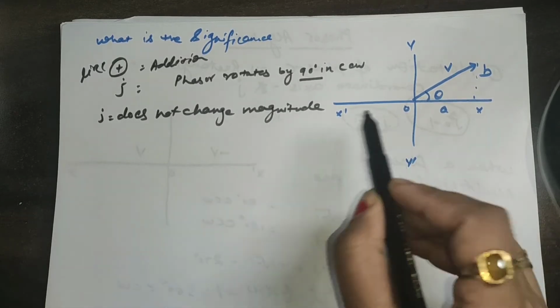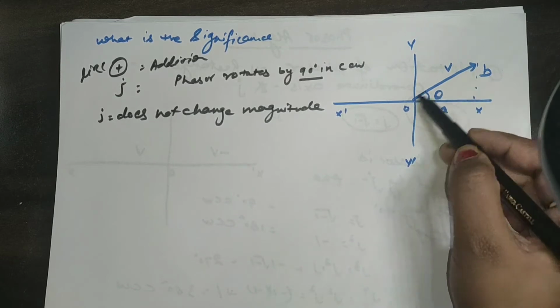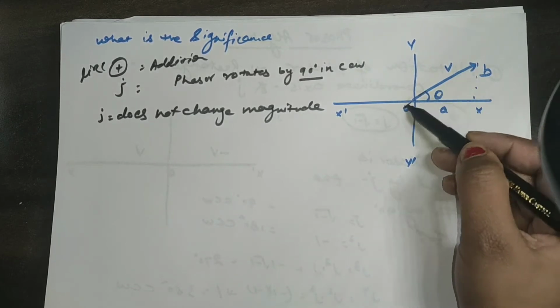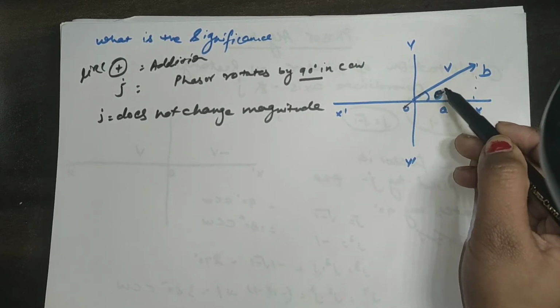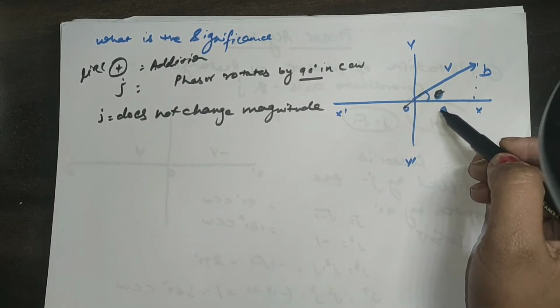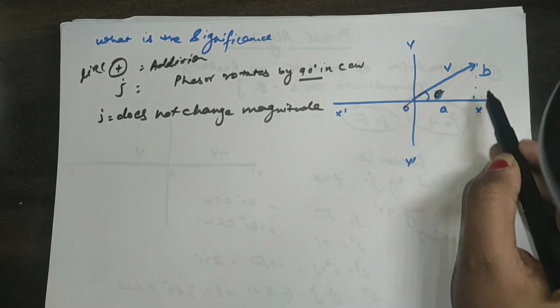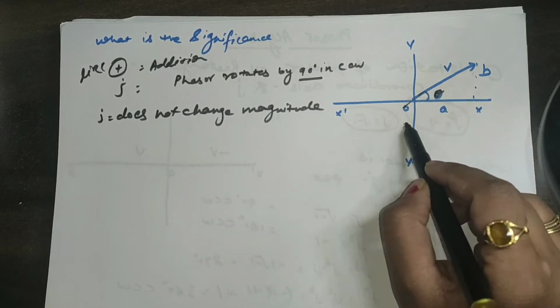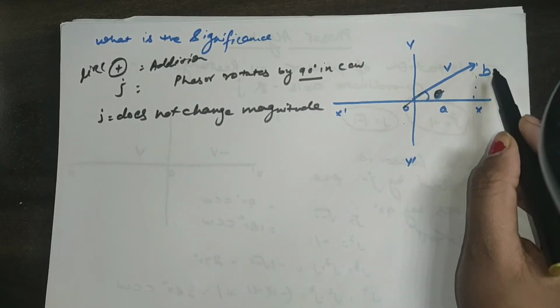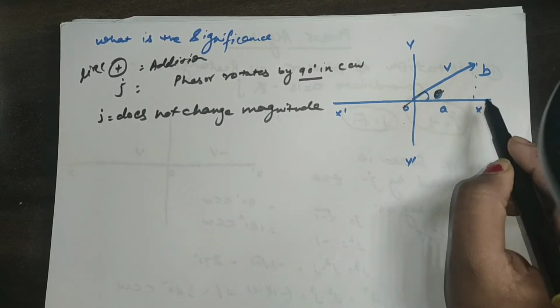We consider a V phasor displaced by theta degrees in this phasor diagram. This phasor can be resolved into two rectangular components, one horizontal component and one vertical component, along the x-axis and y-axis. The horizontal component is A, the vertical component is B.